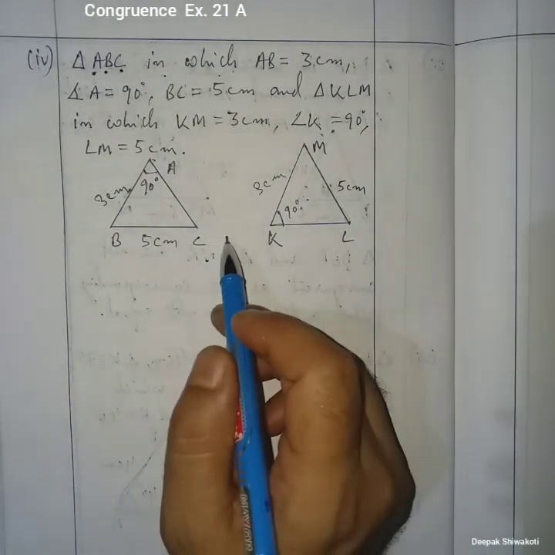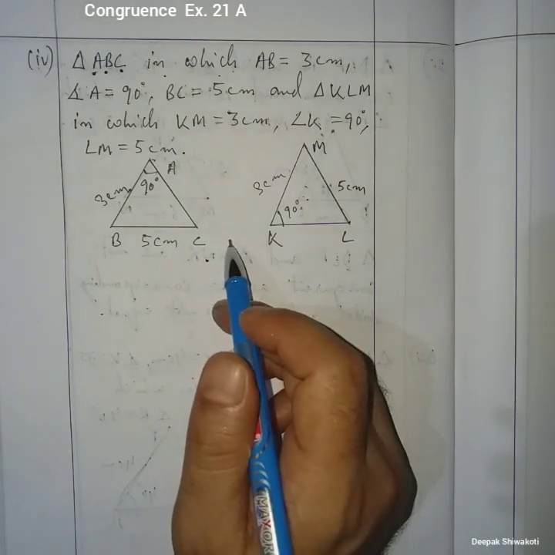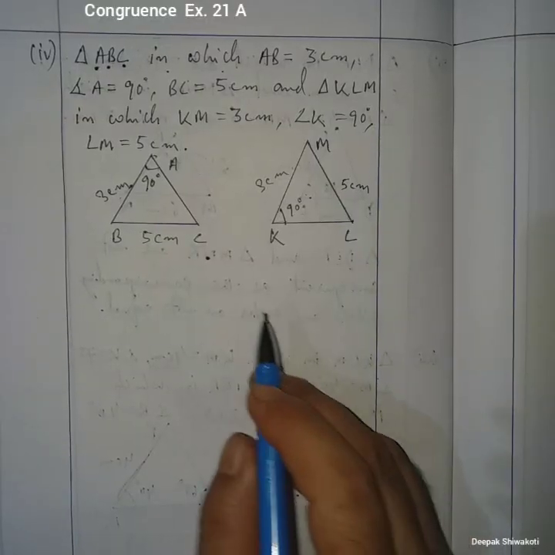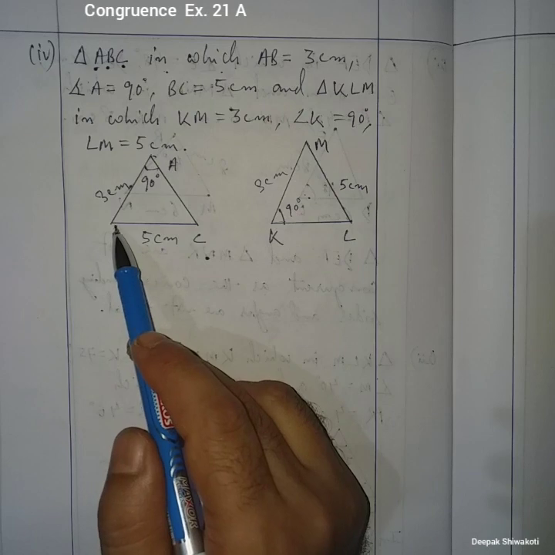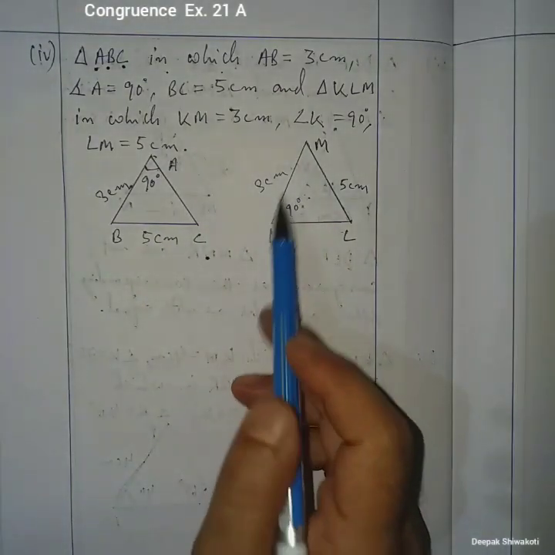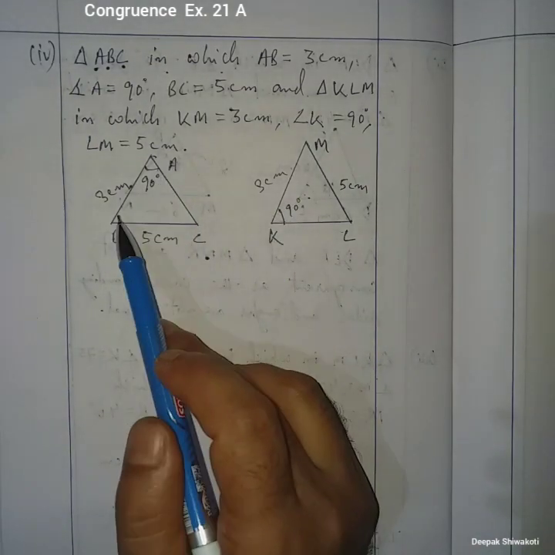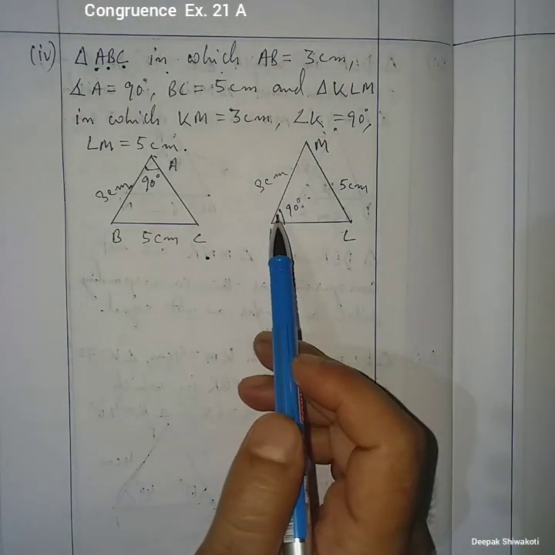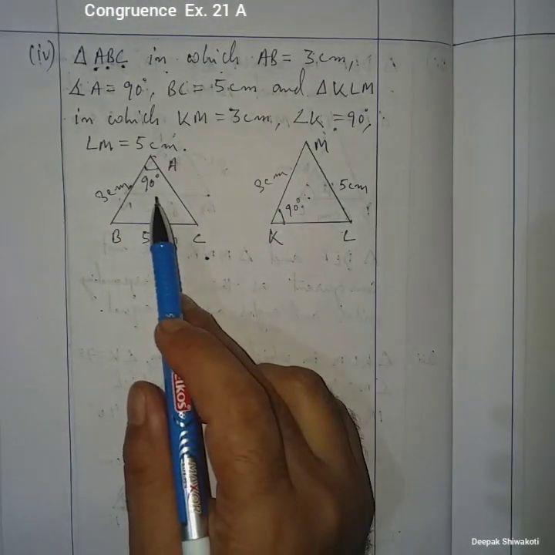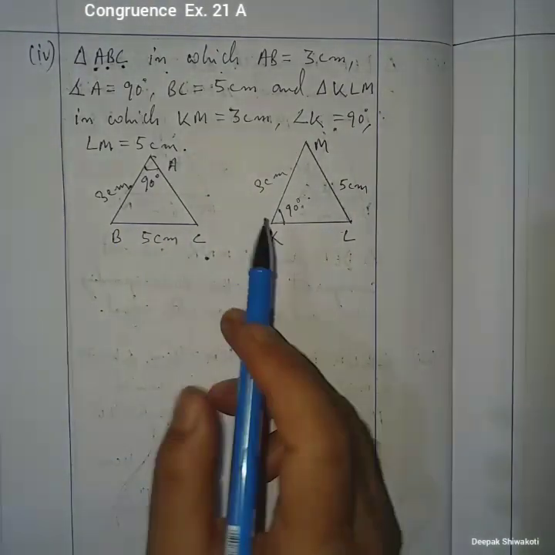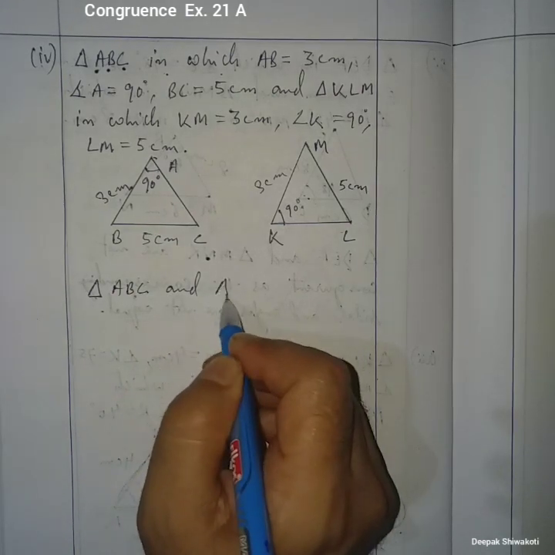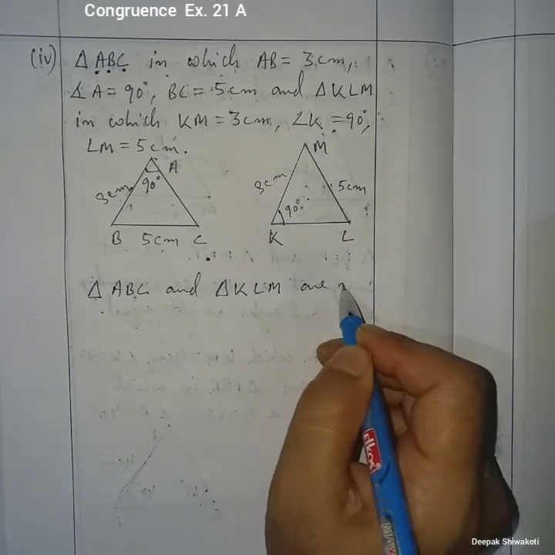So corresponding sides and corresponding angles are not equal here. That is why these two triangles are not congruent. The corresponding side of AB is KL, not KM or MK of this triangle. AB is not the corresponding side of MK. KL is the corresponding side of AB. 90 degree is there, hypotenuse is also equal, but the corresponding side is not equal here. So therefore triangle ABC and triangle KLM are not congruent.